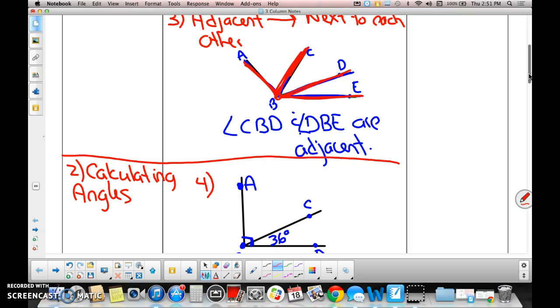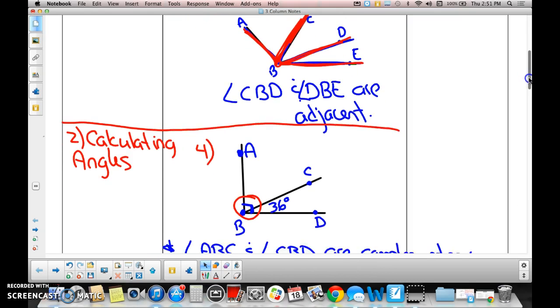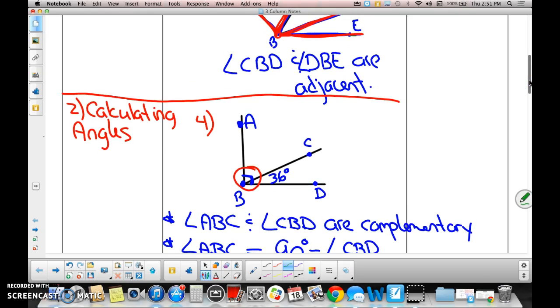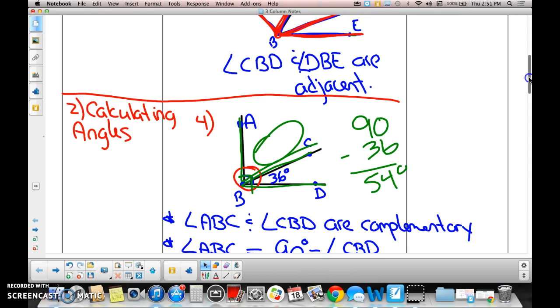Cool. What does this symbol mean? Right, which means what? 90 degrees. So if you have a measure for CBD at 36 degrees, can you tell me what ABC is since you know it's a right angle? Yes or no? Yes. It would be 90 subtract 36. And then you could figure out the angle measure for ABC. Yes or no? Yes. And that works out to be what? 54. 54 degrees. Okay? Sweet. Nice work.